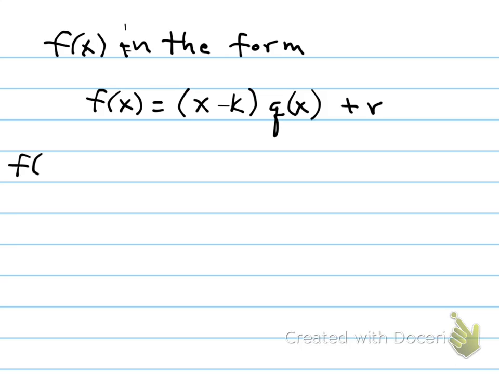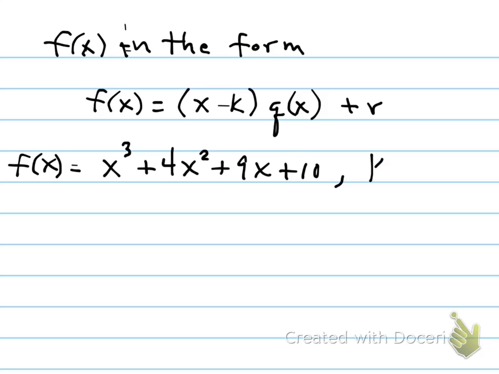Then they give you the problem. The problem is f of x, which just means the function, the thing you're dividing into, is x to the third plus 4x squared plus 9x plus 10. And they give you a little semicolon. Remember, oh no, they don't. They just give you a comma. Okay? So that means that you've got part of the problem. Then the rest of it, they say k equals negative 2.